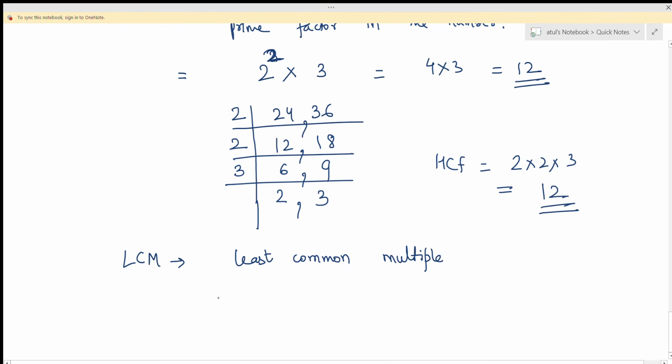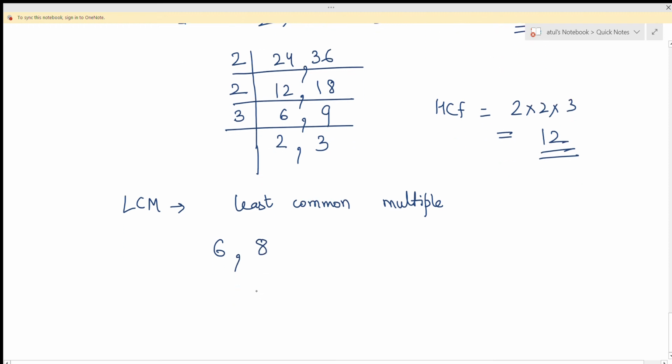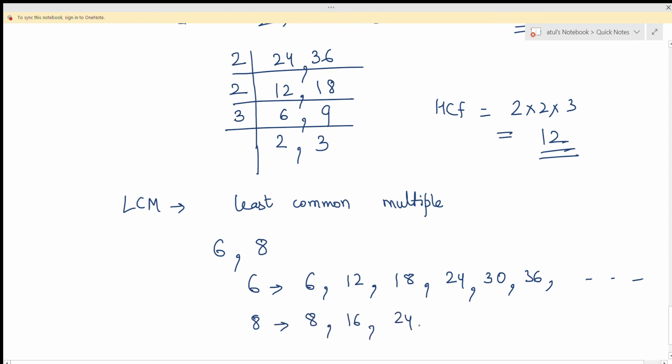Let's take 6 and 8. Start writing the multiples of 6. Multiples of 6 means the 6 table. So 6, 12, 18, 24, 30, 36. It will keep on going. Then for 8: 8, 16, 24, 32, 40, 48. Here also somewhere I will get 48.